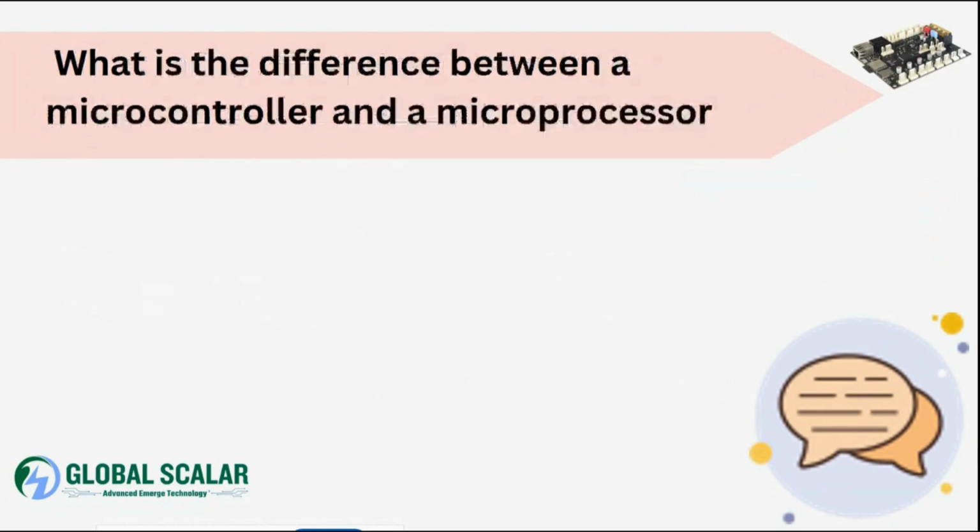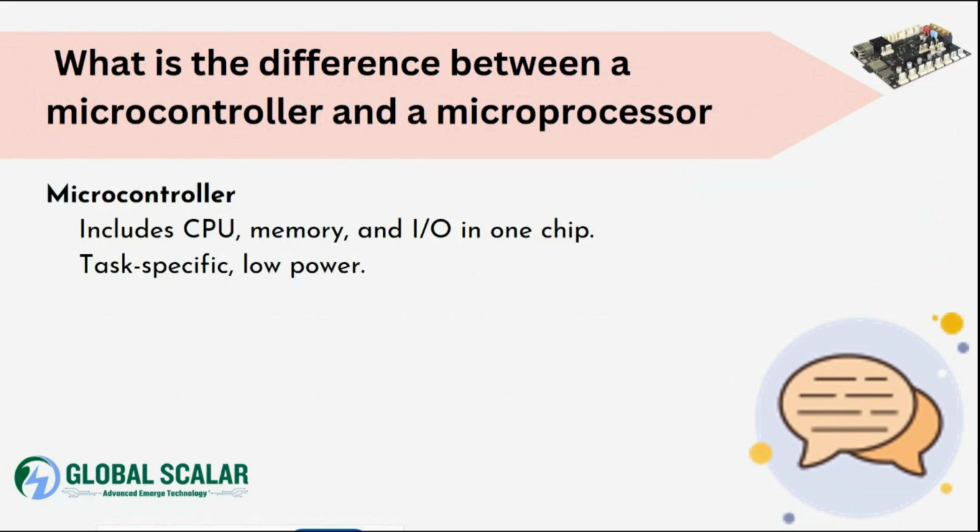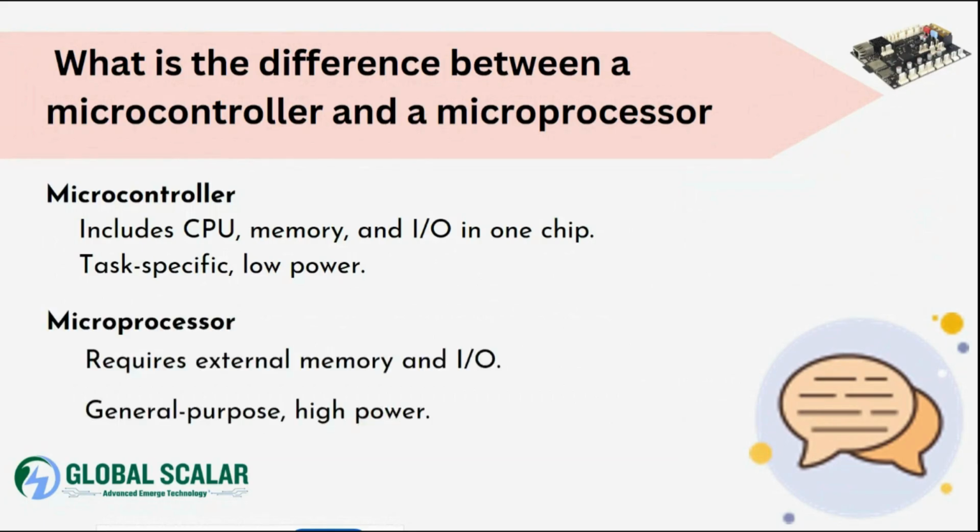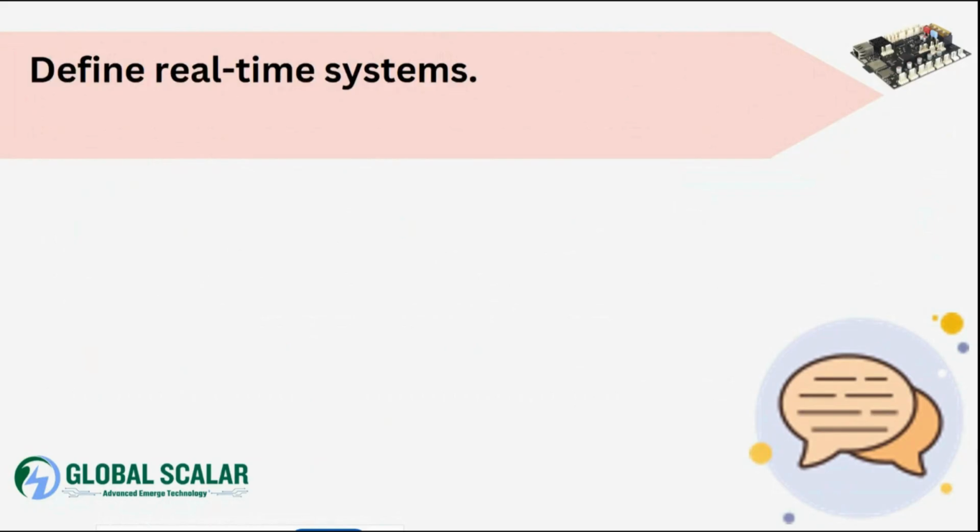Software and RTOS provide the control and give an accurate, real-time response on time. What is the difference between a microprocessor and a microcontroller? A microcontroller includes the CPU, memory, and IO on a single chip. It is able to perform specific tasks with low power consumption. A microprocessor requires external memory and IO. It is general purpose and high power.